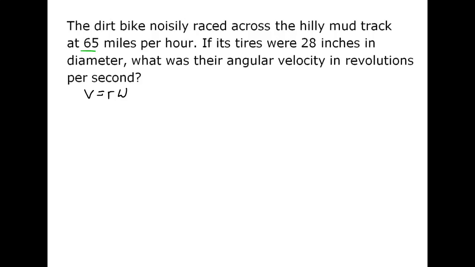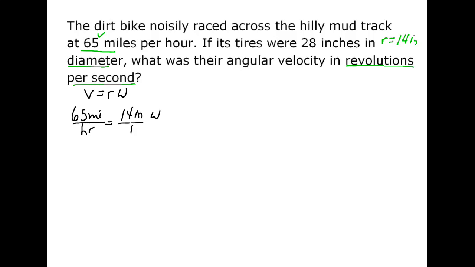So V would be the 65 miles per hour, and the tires were 28 inches in diameter, so that means the radius is half that, 14 inches. We have to find the angular velocity in revolutions per second. So let's go ahead and fill in what we know. The V is 65 miles per hour. Include the units when you do this. The R is 14 inches, and we write that as a fraction because we're going to have a fraction here.